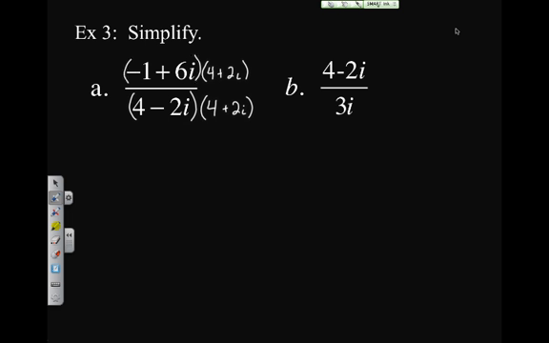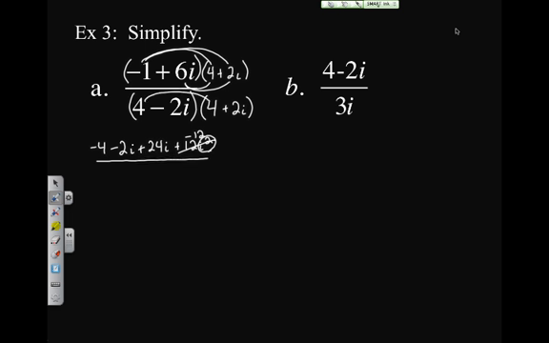And so now we just FOIL. Negative 1 times 4, negative 4. Negative 1 times 2i, negative 2i. 6i times 4, 24i. 6i times 2i is positive 12i squared. And again, what do we know about this? It's equal to negative 1, so this thing becomes minus 12, because 12 times negative 1 is negative 12.